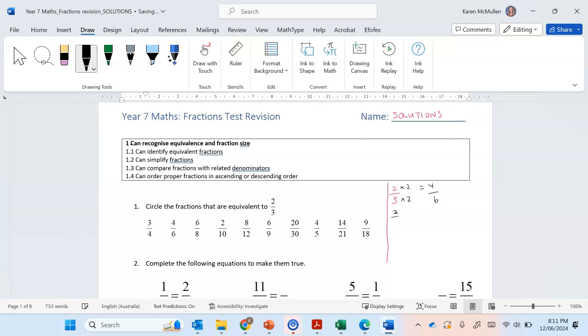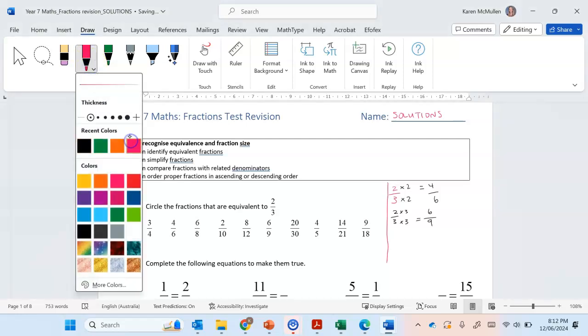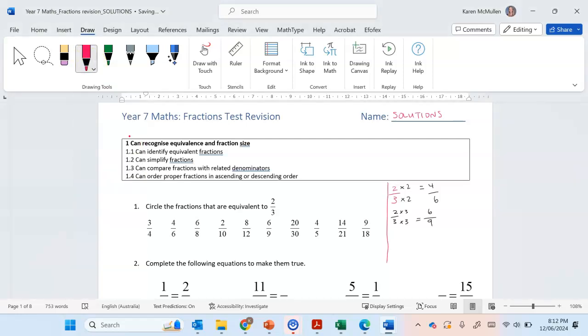I could take 2/3 and multiply my numerator and my denominator by 3. So remember, if you're doing equivalent fractions, you must do the same to the top as you do to the bottom. So 2 times 3 is 6 and 3 times 3 is 9. You can use that understanding to circle the fractions that are equivalent to 2/3. So let's have a look at each one. 3/4, no. 4/6, we just did that one, so that's good. I'm going to circle that one.